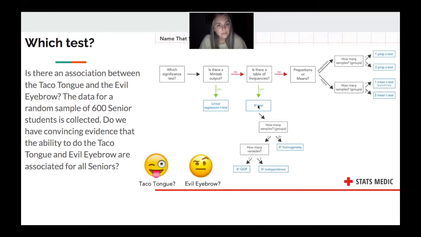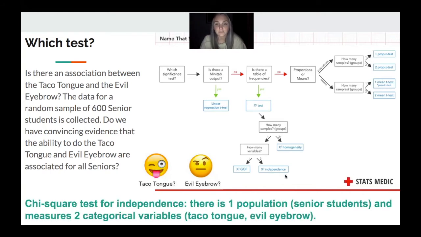How many samples? 600 senior students. That would be one sample. So now I'm either going to go goodness of fit or independence. Do I have one variable or do I have two? Well, taco tongue is one, evil eyebrow is two. So this looks like independence to me. One population, senior students, two categorical variables, taco tongue, evil eyebrow.